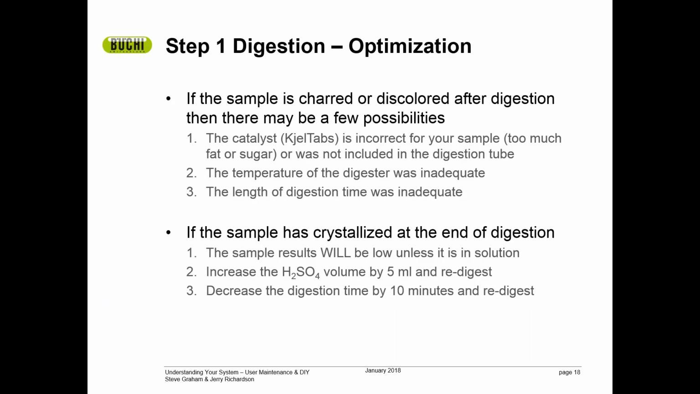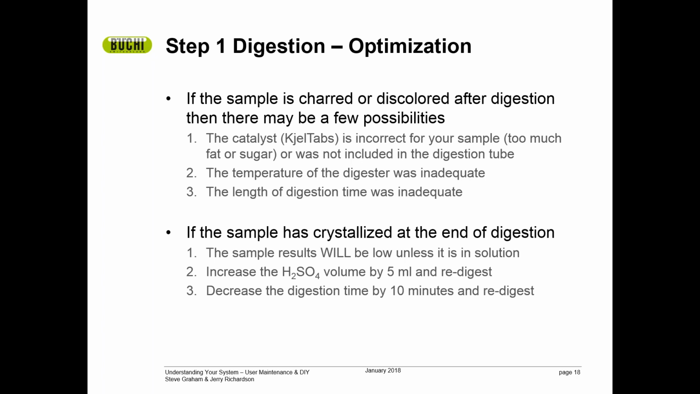So let's take a look at what can go wrong on a digestion. If the sample comes out charred or discolored after digestion, that's very specific. Typically that means that the catalyst you're using, whichever Kel tabs you use, should be matched to your sample. If it comes out dark or charred, your sample probably has a little more fat or sugar in it than the Kel tab is prescribed for. You can go to doubling the Kel tabs in some suggestions, or changing your Kel tab completely.